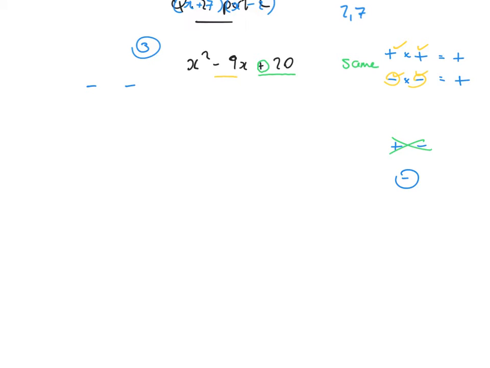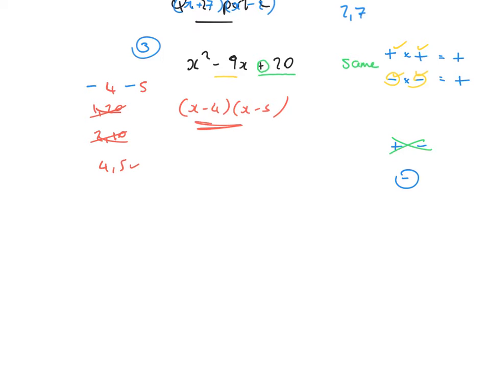And then let's think about numbers that multiply to give 20: 1 and 20, 2 and 10, 4 and 5. Which pair of these can I add together to give minus 9? Well, it's not that and it's not that, but I can do it with 4 and 5. It would be minus 4, minus 5. So it's x minus 4 and x minus 5.